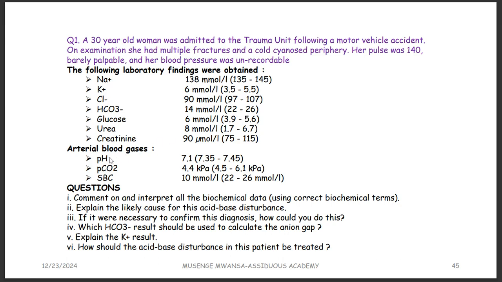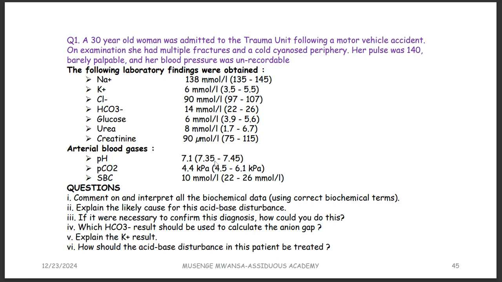Arterial blood gas, pH is 7.1, that's low. Partial pressure of carbon dioxide is 4.4. We can see it is a bit low. SBC is 10, that is also low. So what we need to look at is this. Comment on and interpret all the biochemical data.